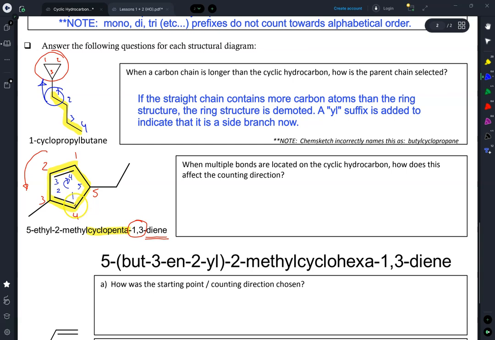Or I can start at this carbon over here and make this my carbon number 1, but count in a clockwise direction, 1, 2, 3, 4, 5. And again, we have the 1 for the double bond and the 3 for the double bond location as well. Since both the counterclockwise and the clockwise counting directions give me a 1, 3 for the address numbers of the double bond, I'm going to need a tiebreaker.